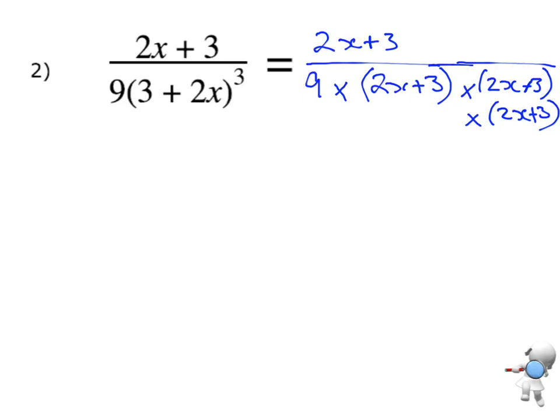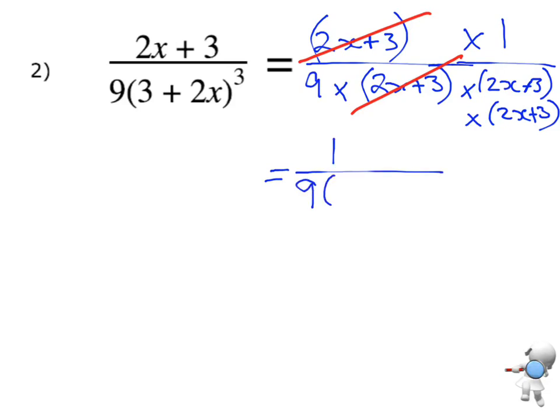So now think what is common, what is being multiplied top and bottom. So if I put a bracket around that 2x plus 3 on the top, that whole thing can be cancelled top and bottom. So what am I left with on the top? Well, I'm allowed to multiply anything by 1. So I'm left with a 1 on the top, and on the bottom I've got a 9, and then I've got 2x plus 3 being multiplied together twice, so it's squared.